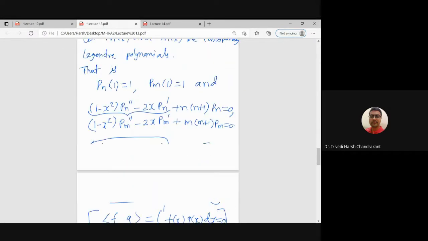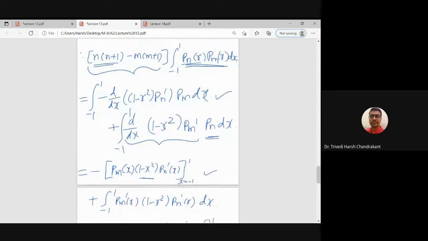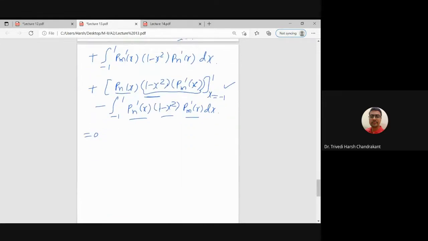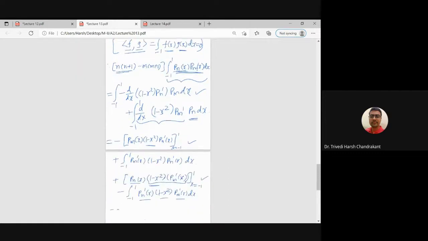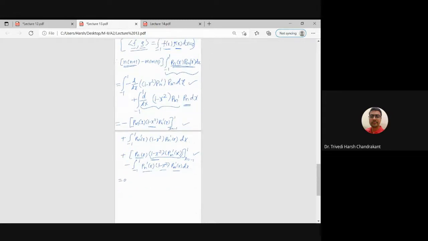So what we have verified is that n(n plus 1) minus m(m plus 1) times the integral is 0. And we know that m and n are different, which means n(n plus 1) is different from m(m plus 1). So this is a non-zero number, which we can cancel from both sides, giving us this integral to be zero. Therefore the integral from minus 1 to 1 of Pn x into Pm x is equal to zero if m and n are different.